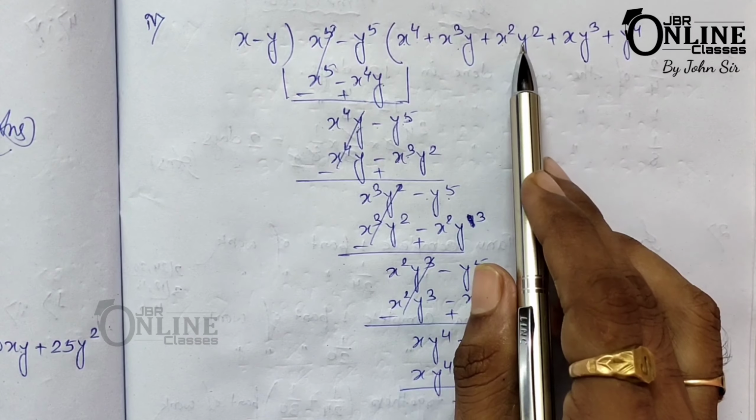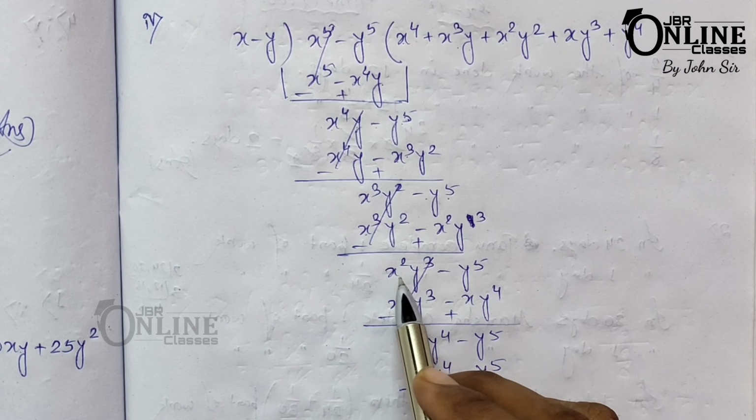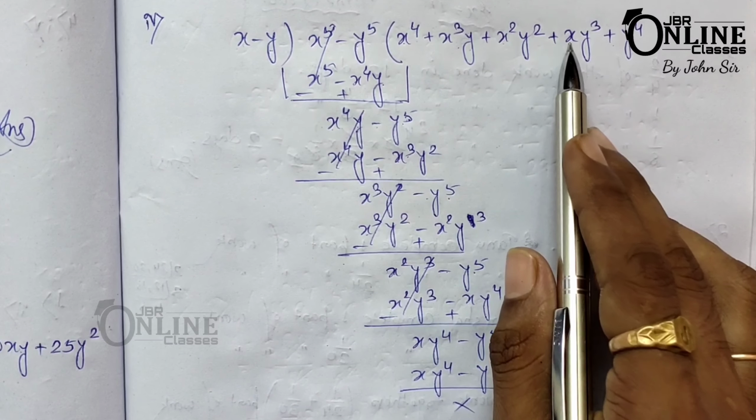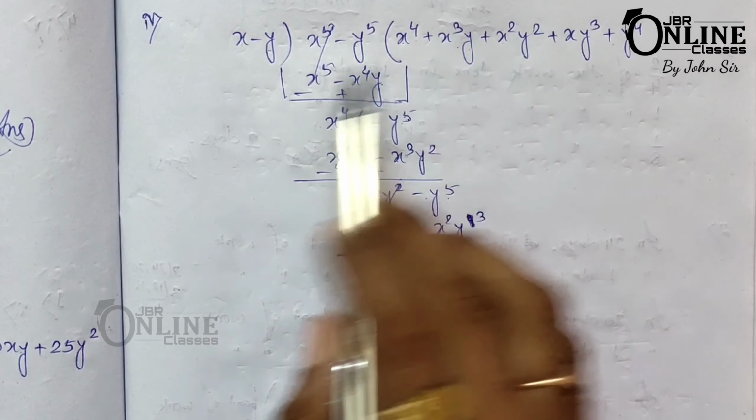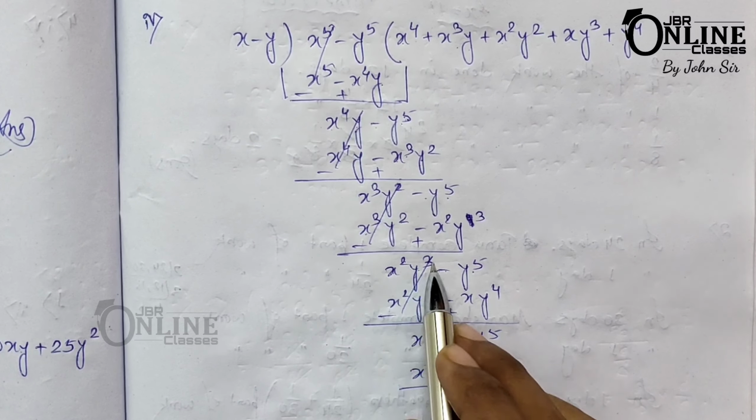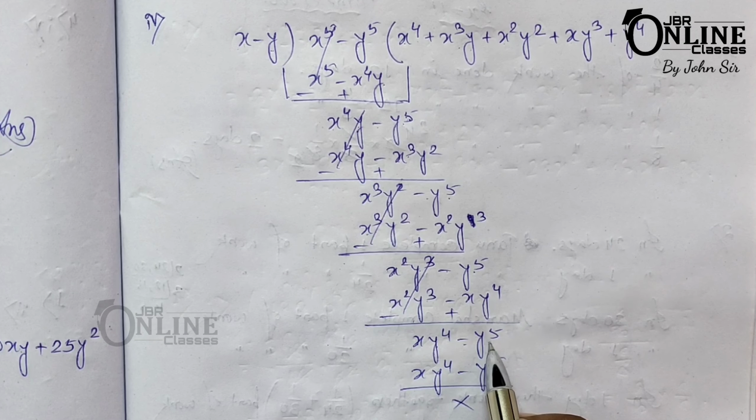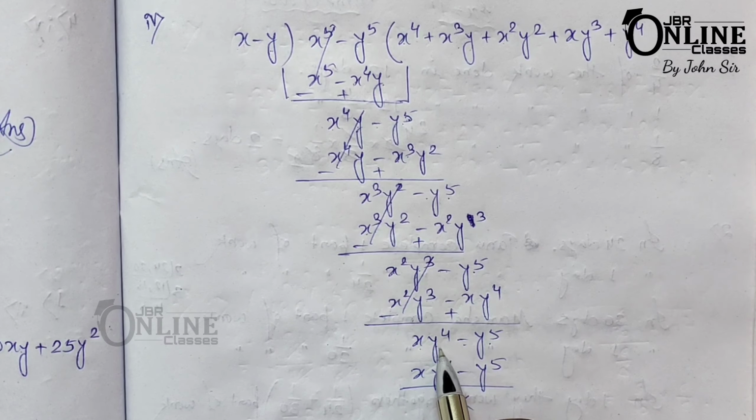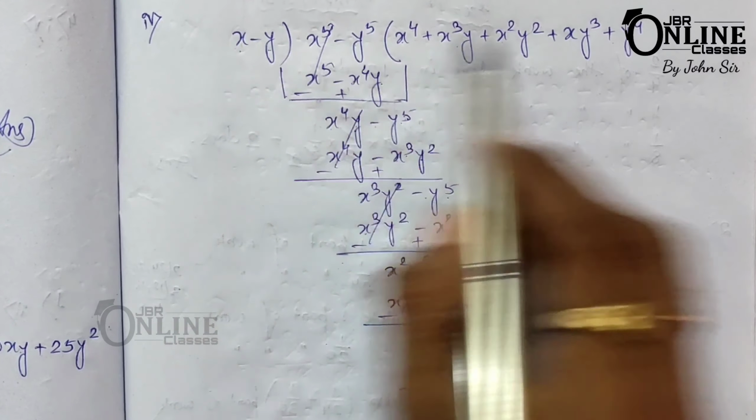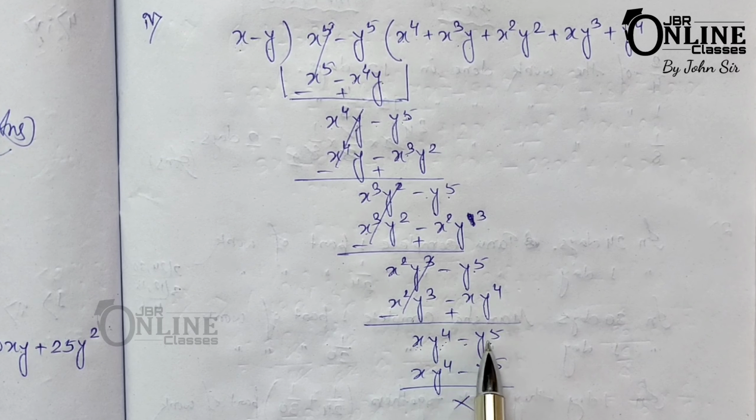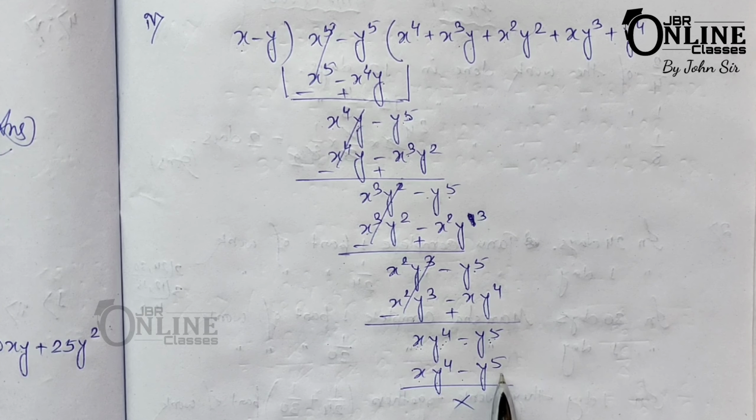Again multiply x²y², again cancel out, you will get x²y³ minus y to the power 5. Then again multiply xy³ into x to get x²y³, again cancel out, you get xy⁴ minus y⁵. Now last term is xy⁴, so you have to multiply x with y⁴ to get xy⁴. So xy⁴ minus y⁵, that equal to xy⁴ minus y⁵.